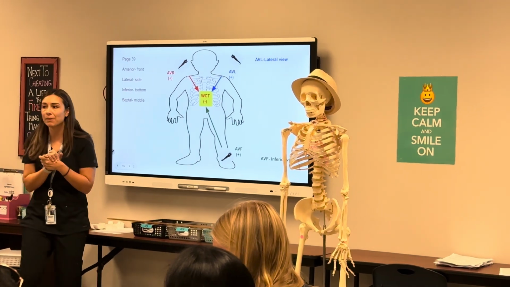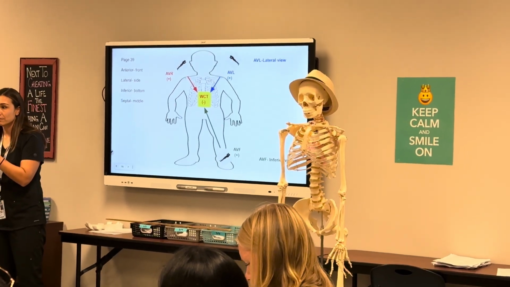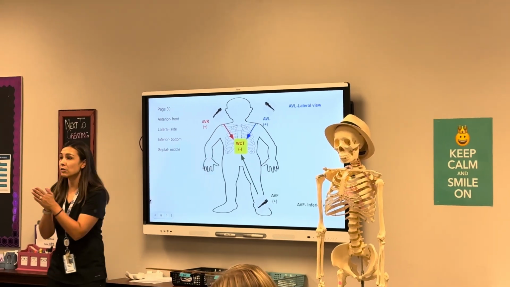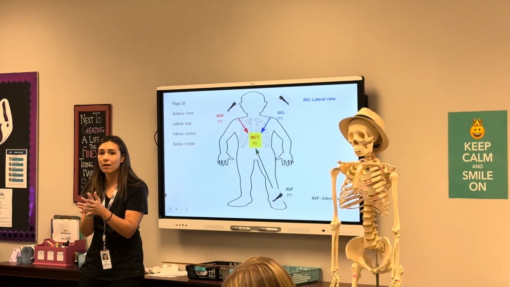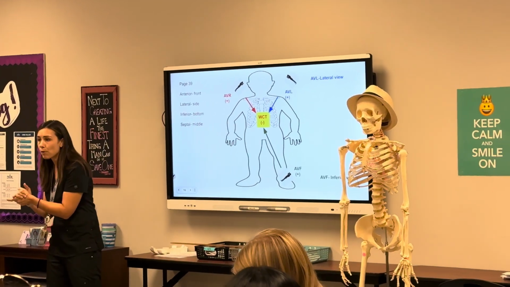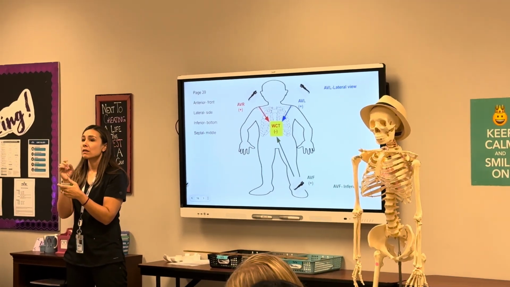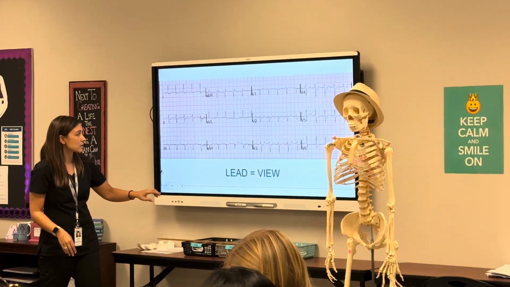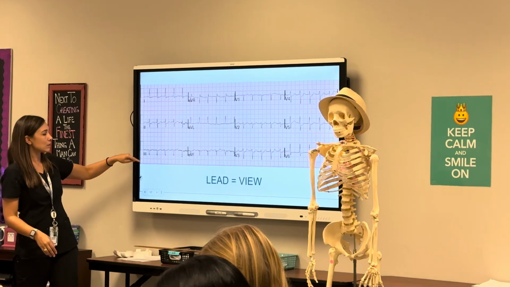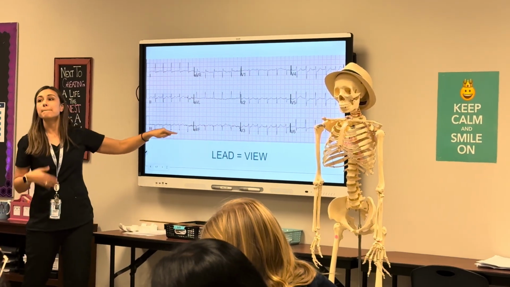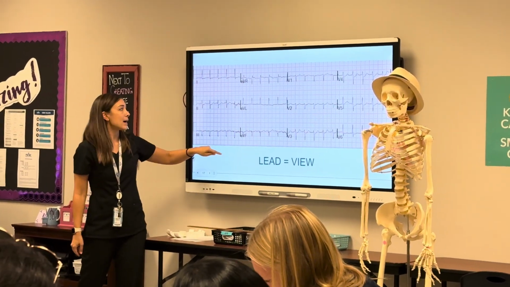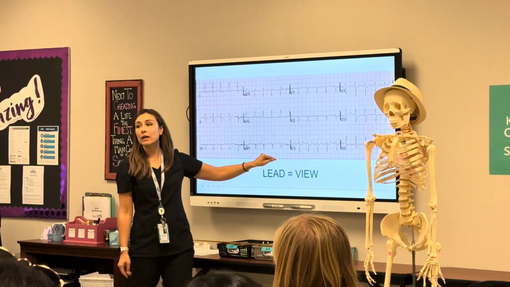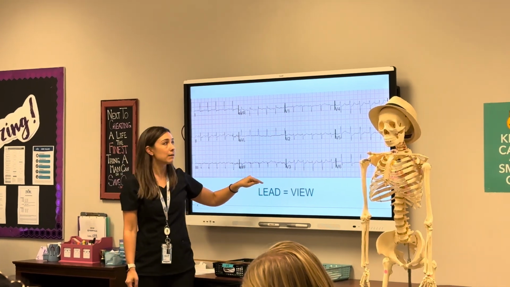So these are your what type of leads? Unipolar limb leads. Unipolar limb leads, AVR, AVL, AVF. What were your bipolar limb leads? Lead 1, lead 2, lead 3. Good. So here we had your 1, 2, and 3. Just keep saying it out loud with me: bipolar limb leads. AVR, AVL, AVF are your unipolar limb leads.